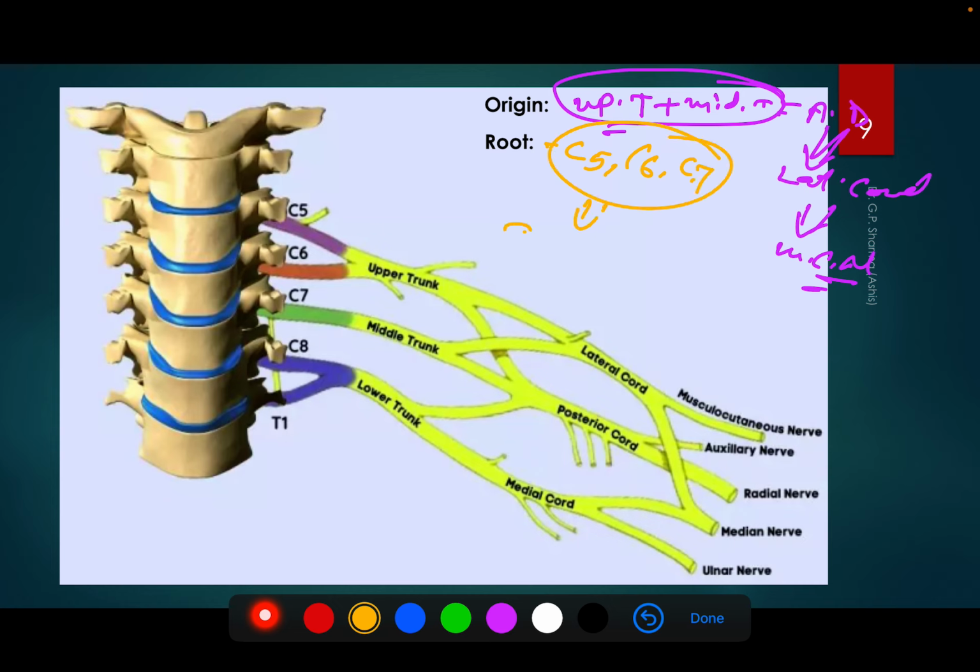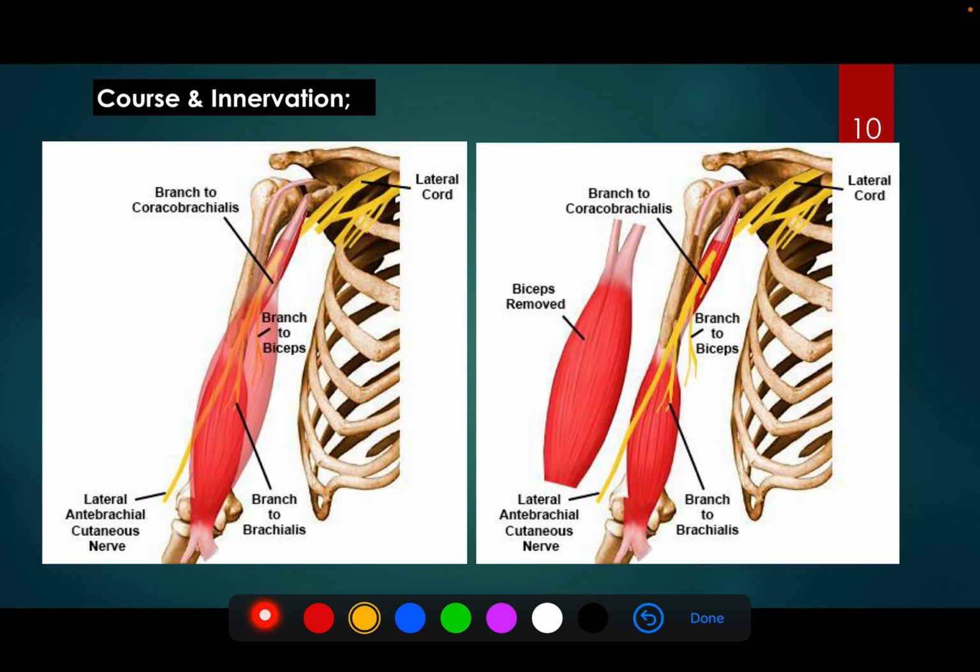What is the innervation? Innervation, we will discuss. Innervation is elbow flexors, right? All the elbow flexors are supplied by the musculocutaneous nerve. So now let's go forward. The course and innervation we will discuss over here. The course is very easy. Look at here. Yes, it is coming from our lateral cord, and from the lateral cord, look at here, this is my coracobrachialis muscle. It pierces the coracobrachialis muscle at this region, and then it comes anteriorly.